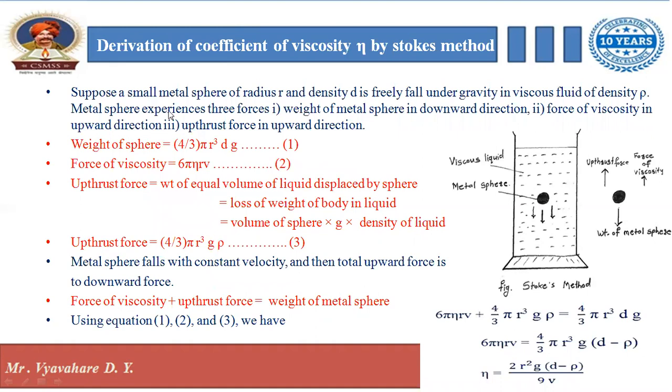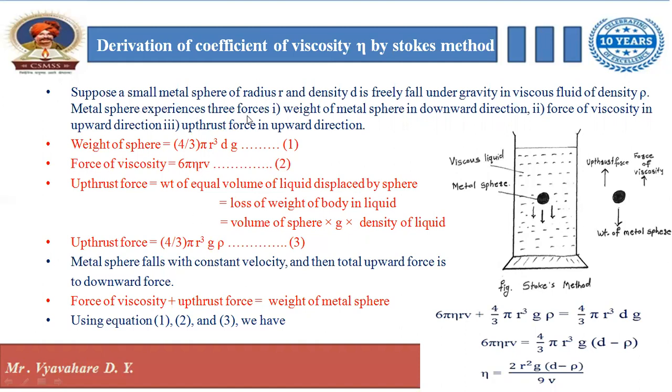Next, derivation of the coefficient of viscosity eta by Stokes' method. Suppose a small metal sphere of radius R and density d is freely falling under gravity in a viscous fluid of density rho. This is the liquid, and this is the ball bearing or small metal sphere falling through this liquid column. All the derivations are like this.